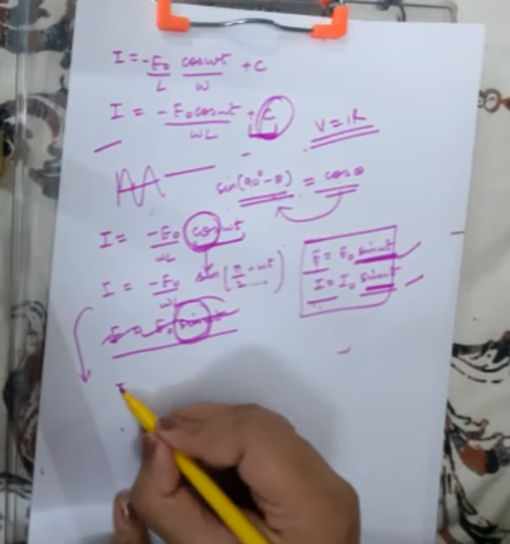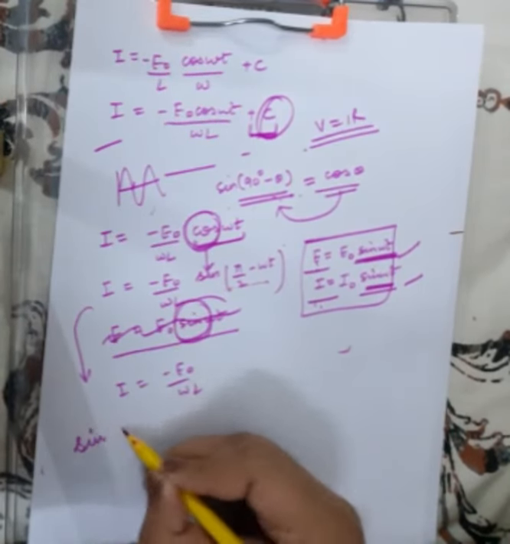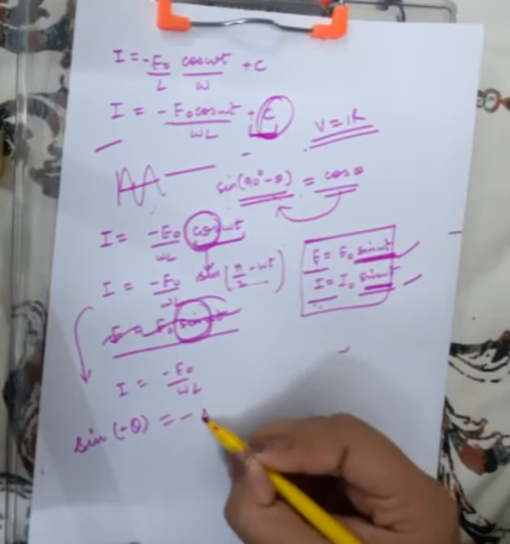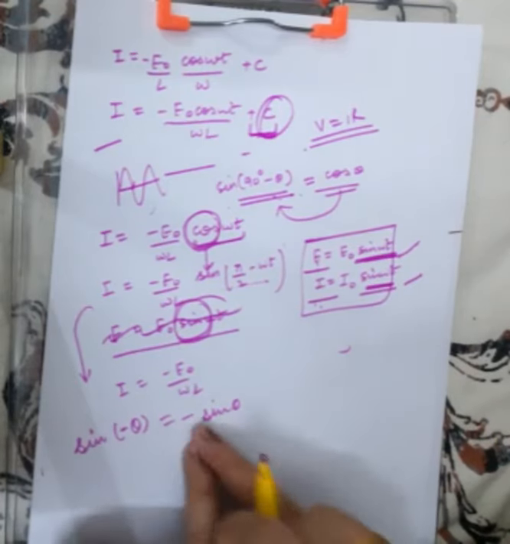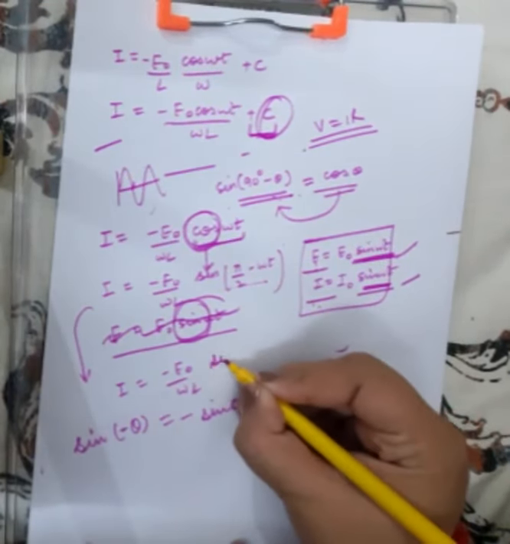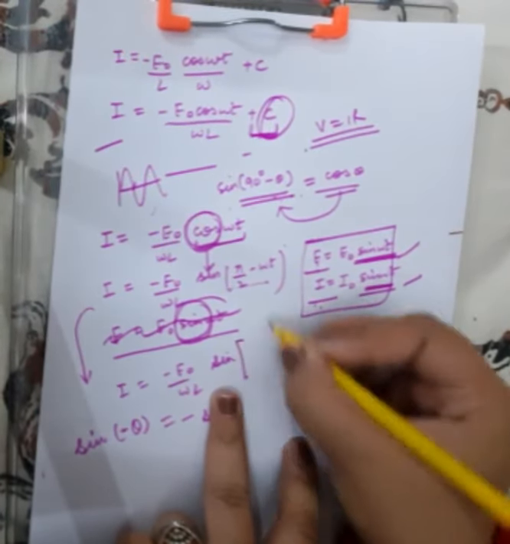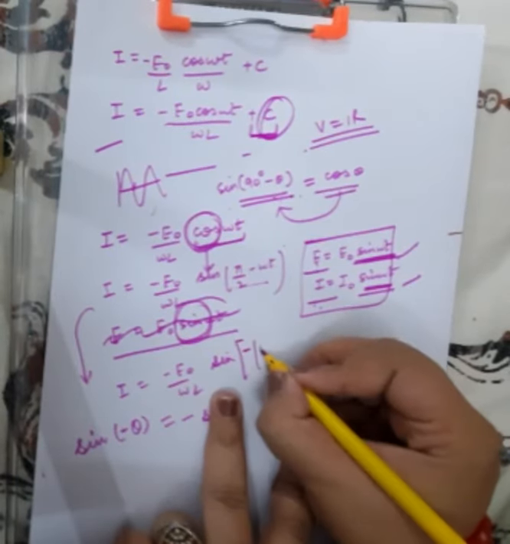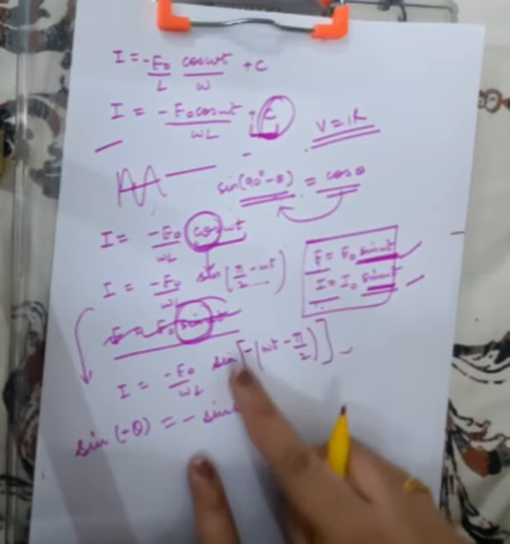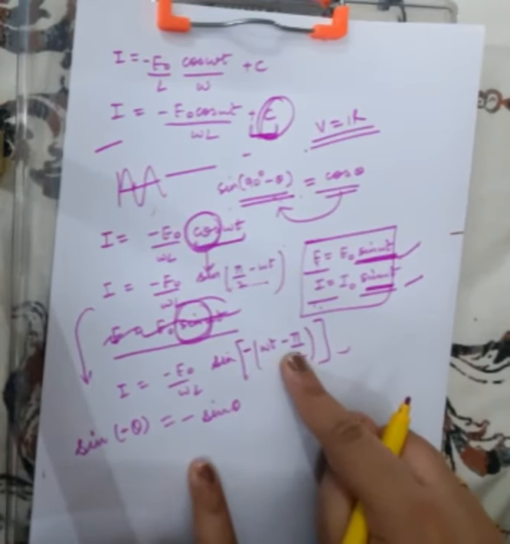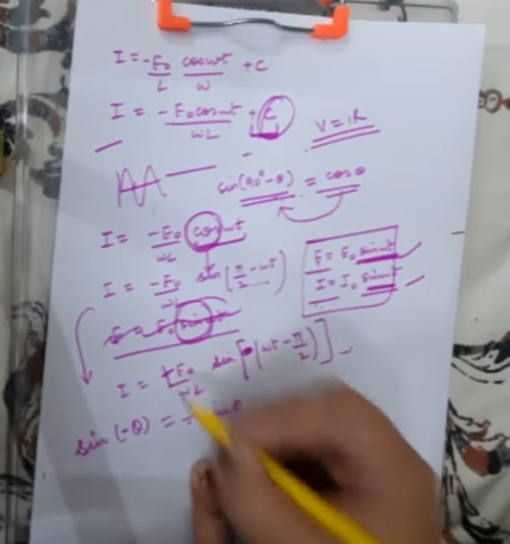After that, I is equal to minus E naught upon omega L. There's a formula: sine of minus theta equals minus sine theta. Okay. Sine of minus theta equals minus sine theta. This means, if I take the minus sign out from here, it will become omega t minus pi by 2. So this will become sine of minus theta. So this negative will be taken outside here, and minus minus will become positive.